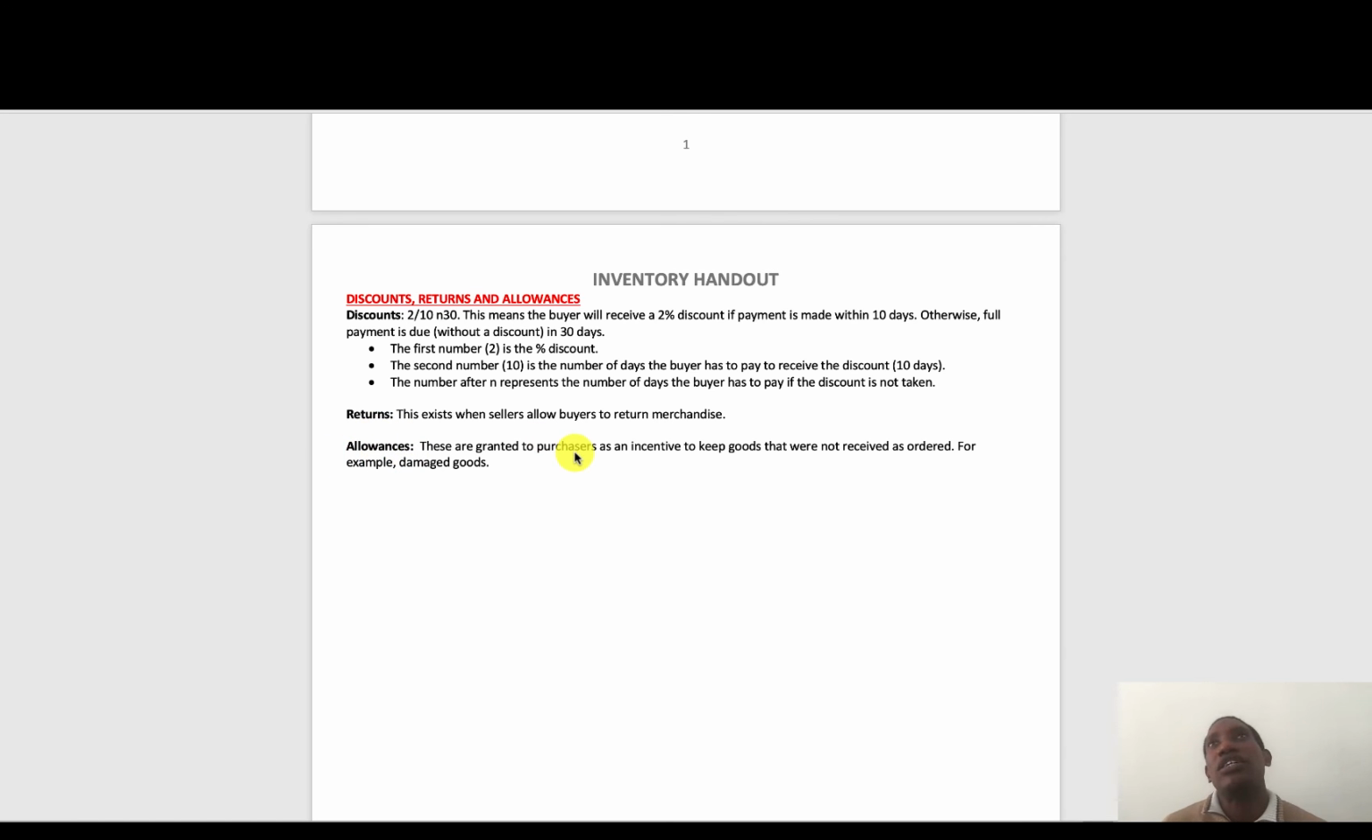So an allowance is, let's say I ordered 15 orange t-shirts, right? And so you ship the order to me, and when I open them up, guess what? They're not orange, but they're green. Well, I'm gonna be upset. I call you up and I say, hey, I ordered orange t-shirts, but you gave me green t-shirts. Now you're in trouble because you've got these 15 green t-shirts, or however many I ordered, that were sent to me.